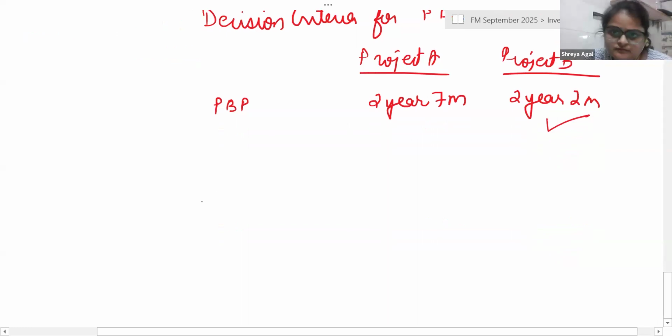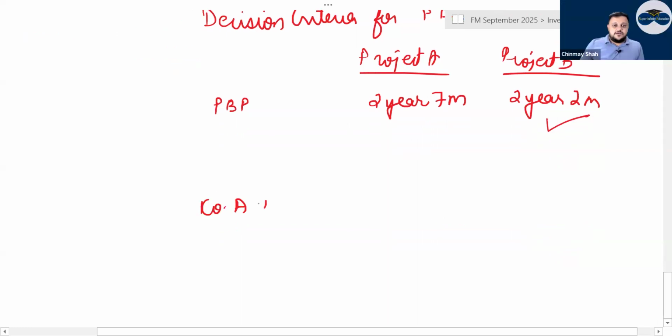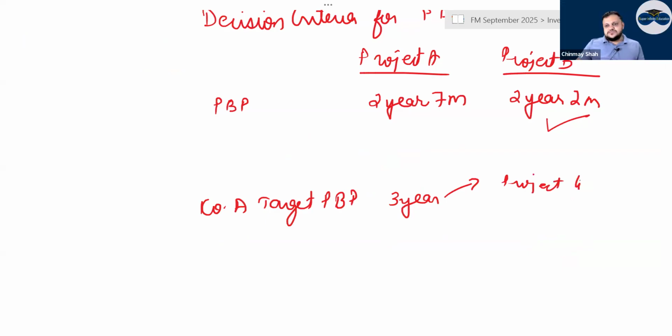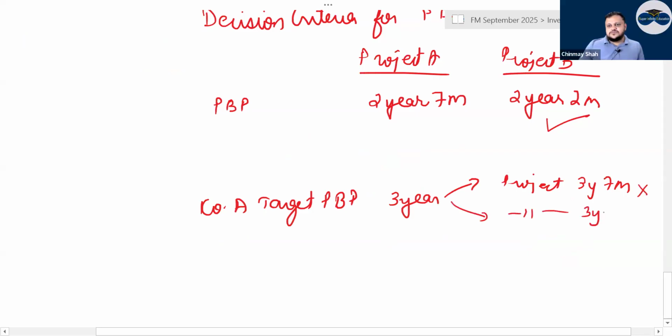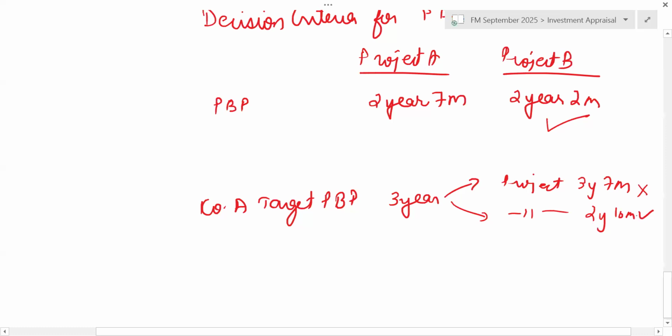If for company A, the target payback period is 3 years and the project has 3 years, 7 months, will you accept the project? Tell me. No. But if the project has 2 years, 10 months, what will you do? Accept. Correct.